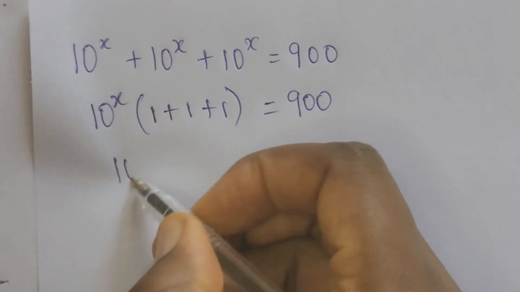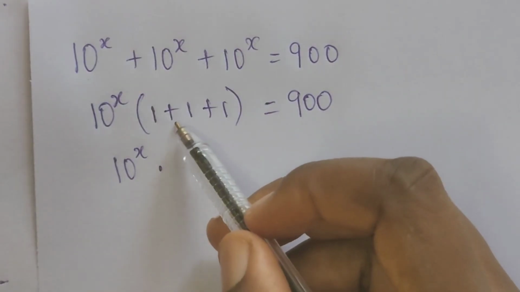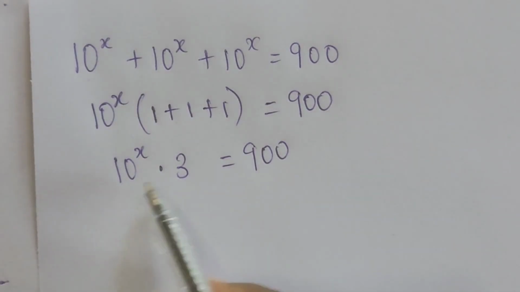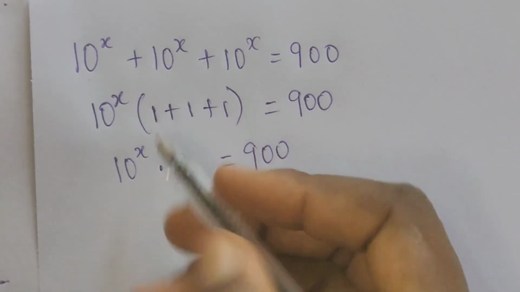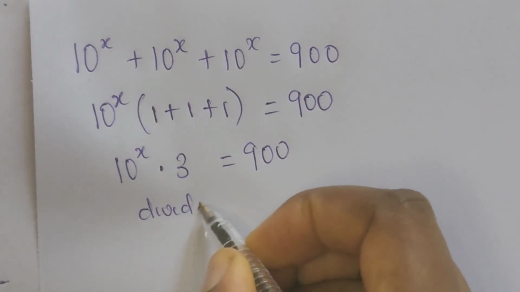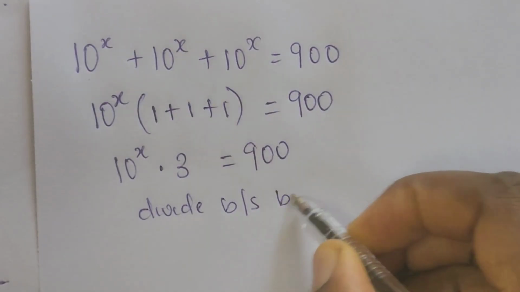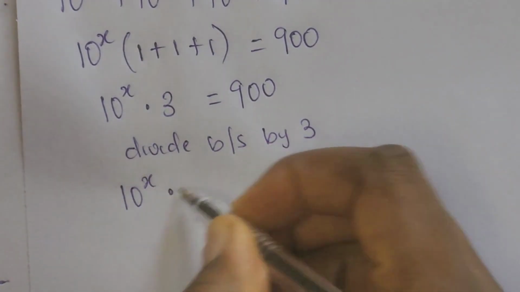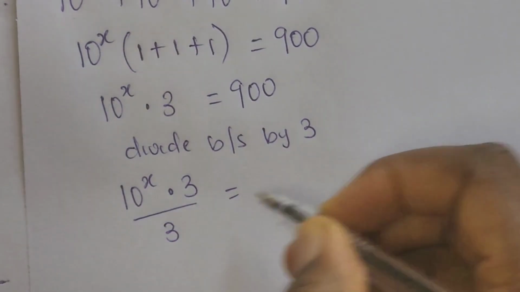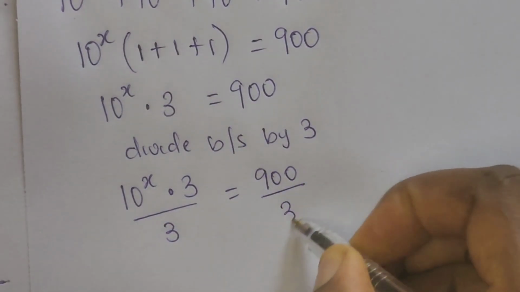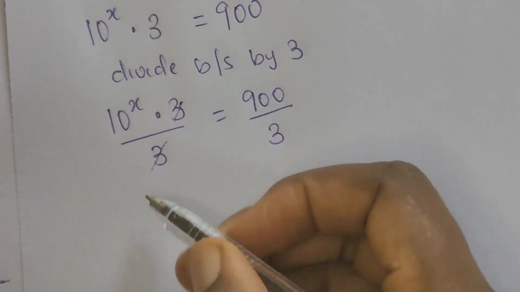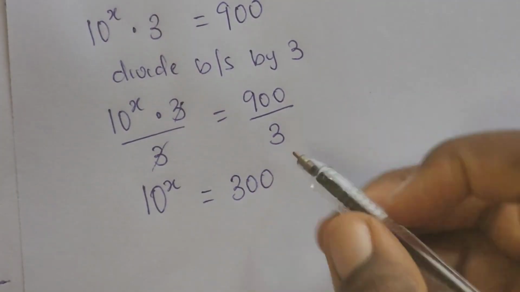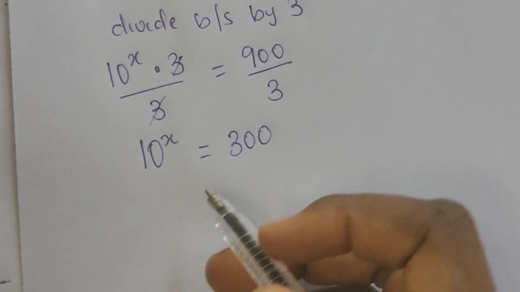So from here we have 10 to the power of x times 1 plus 1 plus 1, we have 3, equal to 900. So let's divide both sides by 3. We have 10 to the power of x times 3 over 3 equal to 900 divided by 3. So we have that this cancels this. We have 10 to the power of x equal to 300. Now from here, let's take the log of both sides.